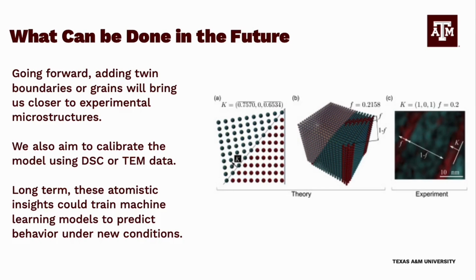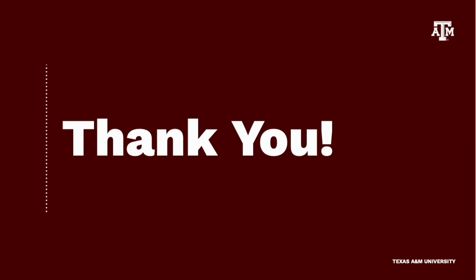What can be done in the future? Going forward, adding twin boundaries or grains will bring us closer to experimental microstructures. We can also aim to calibrate the model using the DSC or the TEM data. Long term, these atomistic insights can train machine learning models to predict behavior under new conditions.